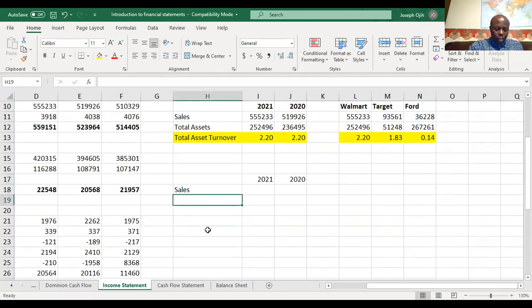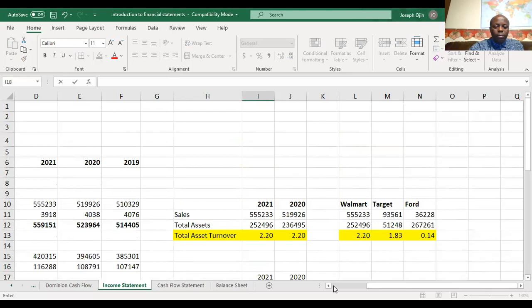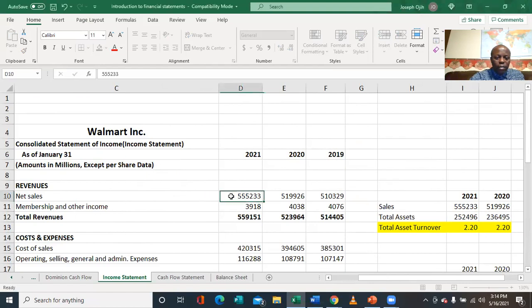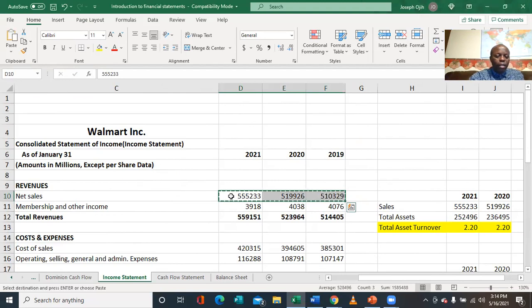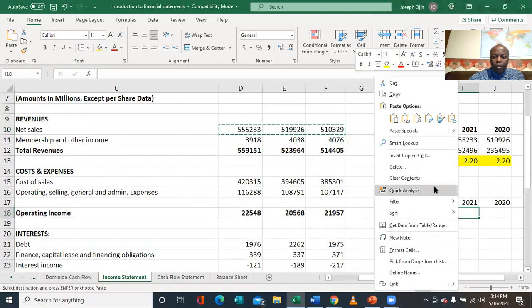Sales, we have net fixed assets. Fixed assets. So for Walmart, the sales, I can copy it from here. Make sure you're seeing this. Okay. Because there's sales here, I can copy it. I can even copy it all the way to year 2019, and put it right here. Okay, paste it.